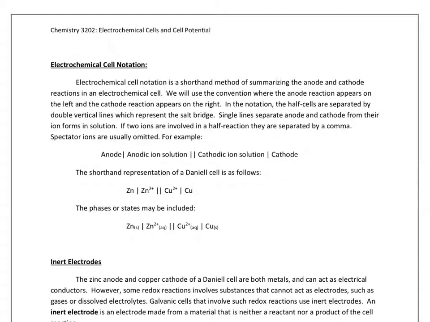Drawing out electrochemical cells can also be very tedious. And when we're trying to communicate with other people, maybe via phone, maybe through different languages, it'll be difficult to explain the electrochemical cell that you're working with. Therefore, they've come up with what's called the electrochemical cell notation, which is just a shorthand method of explaining the anode and cathode in your particular electrochemical cell. We will always use the convention where the anode appears on the left and the cathode appears on the right. In the notation, the half cells are separated by double vertical lines, which represent the salt bridge.